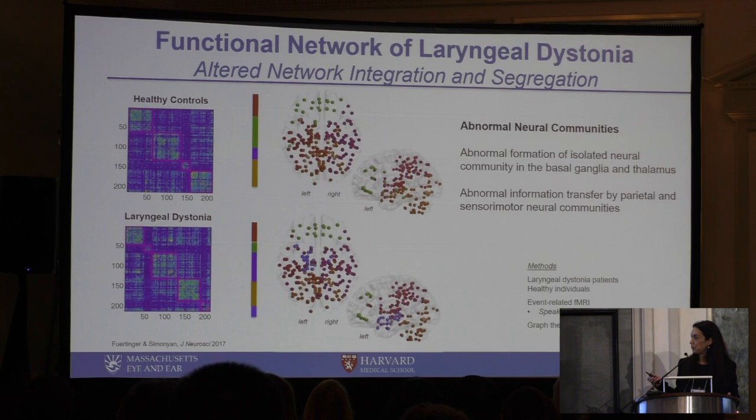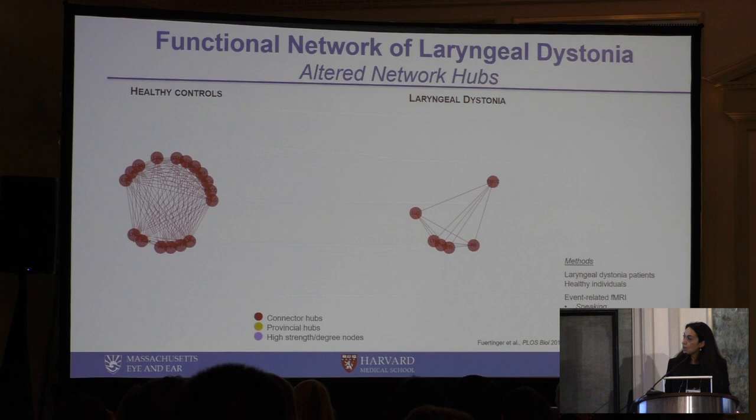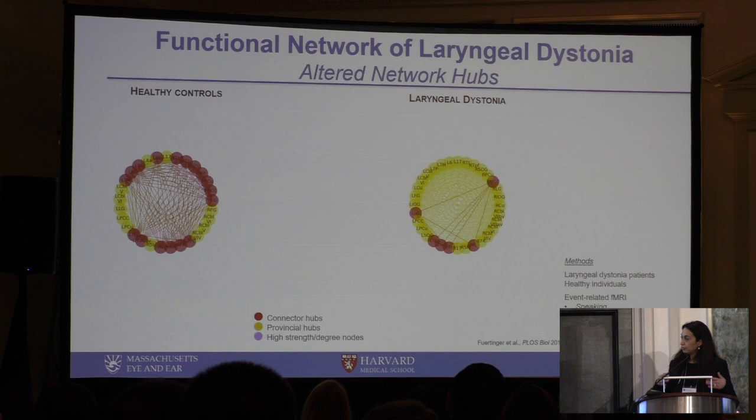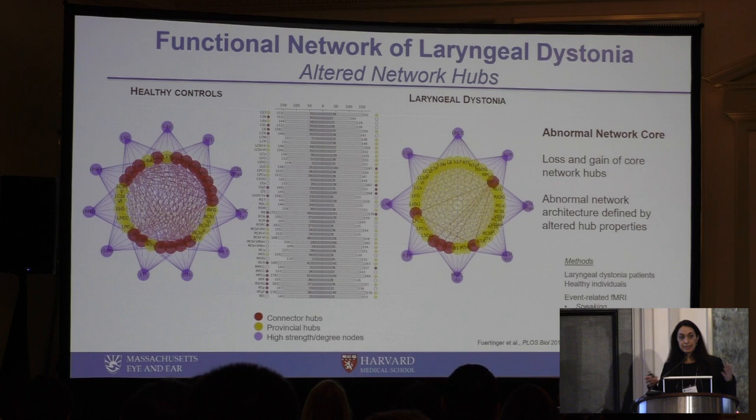Now, about hubs, as I mentioned, these are important regions of information transfer that hold the network activity. And looking into patients with laryngeal dystonia, you see how profoundly these hubs changed. They altered in a way that the connector hubs, the top federal government, are pretty much gone and replaced by lower governance provincial hubs. However, there is not a one-to-one replacement, so this loss and gain of core network hubs dictates the larger network architecture, and in a way the entire network becomes disorganized.